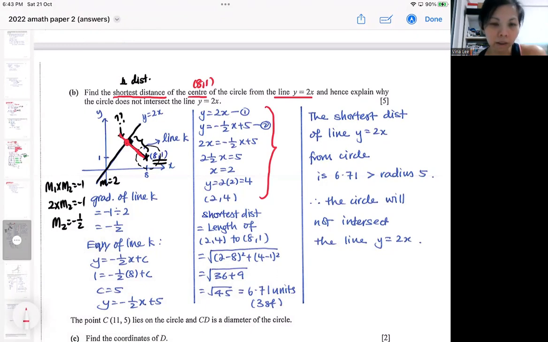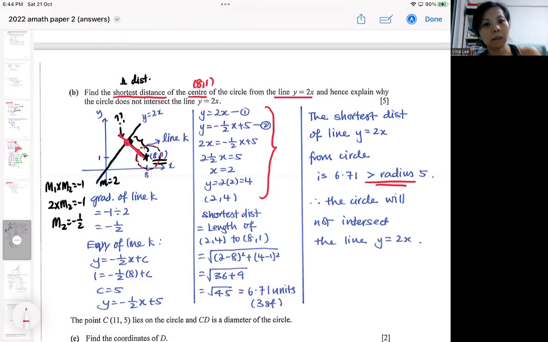And if you observe, the distance is bigger than the radius. So the radius is somewhere like 5 units, but the shortest distance, that means this is the least that it can get away from the circle, is already bigger than the radius. So that's why it doesn't intersect at all.